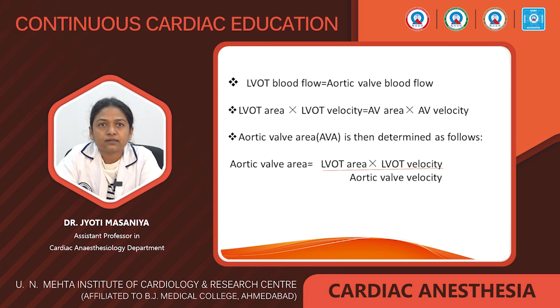As we already discussed, LVOT blood flow is equal to aortic valve blood flow. So, to calculate the LVOT blood flow, we have to measure the LVOT area and LVOT velocity. For calculation of aortic valve blood flow, we have to measure the aortic valve area and aortic valve velocity. As we want to measure the aortic valve area, this equation is rearranged: aortic valve area equals LVOT area multiplied by LVOT velocity, divided by aortic valve velocity. By this equation, we can measure the aortic valve area.